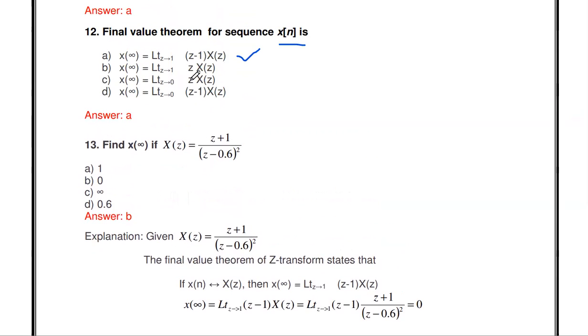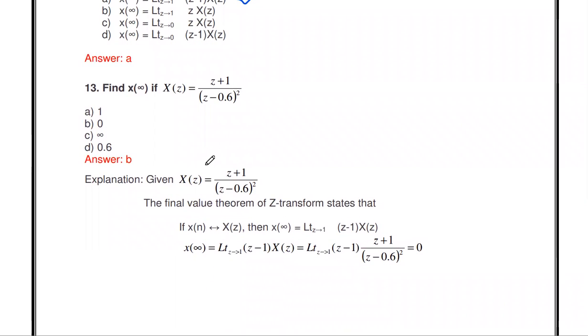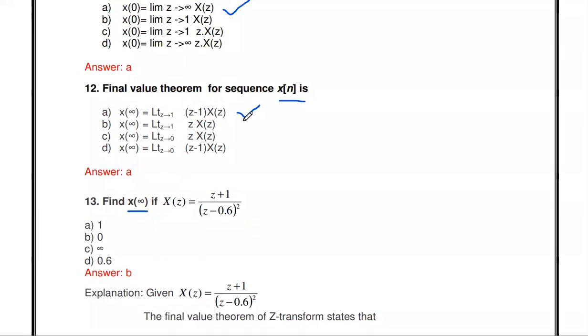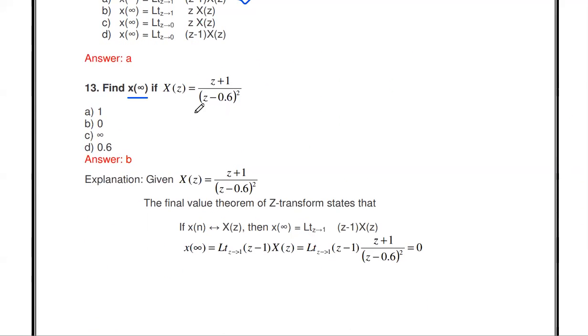Using this initial and final value theorem, there may be a chance to ask a question. Two more problems. Here you see, find x of infinity. What is x of infinity? This is the final value. Find the x of infinity value if the capital X of Z is equal to this one. For one sequence, the Z transform answer is given. You just find the final value. According to the final value theorem, we have to solve this problem.